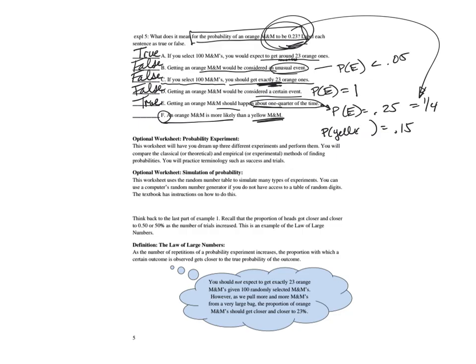Is an orange more likely, and then a yellow? Yellow is 0.15. Orange is bigger than that at 0.23. So I would say, yeah, that's more likely.